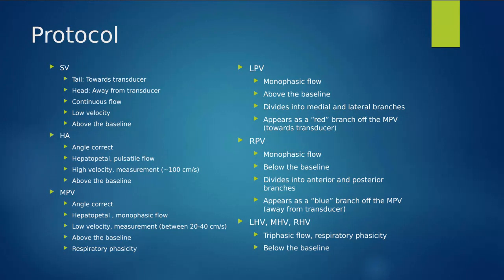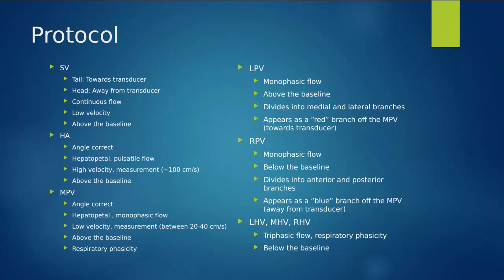When we have respiratory phasicity, this means that yes, we still have this continuous flow, but we're starting to see these discrete variations in the velocity of that waveform. So we have below the baseline for both of these. So we have negative Doppler shifts. They are moving away from us. These are both veins on the right side.